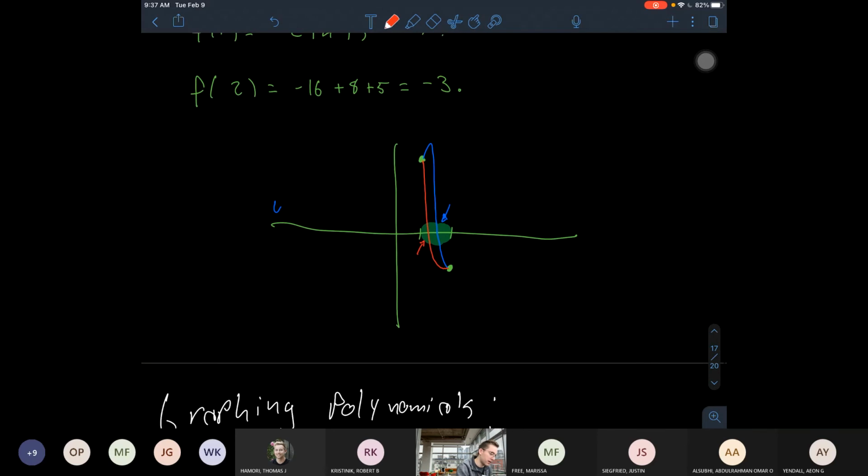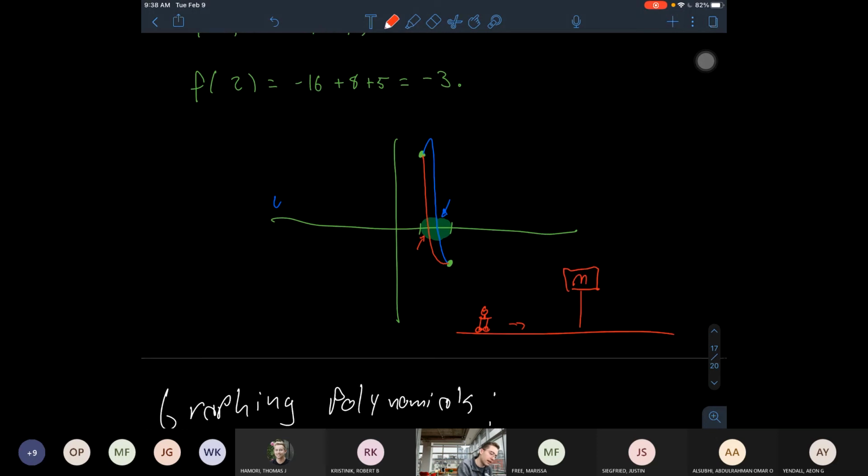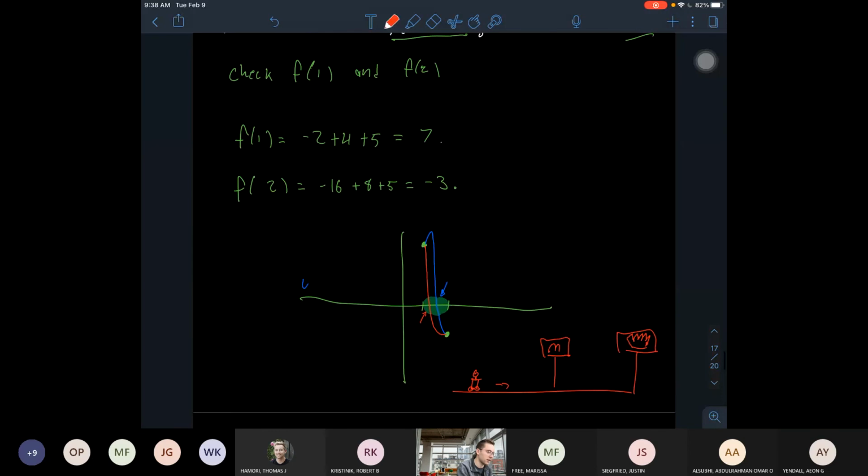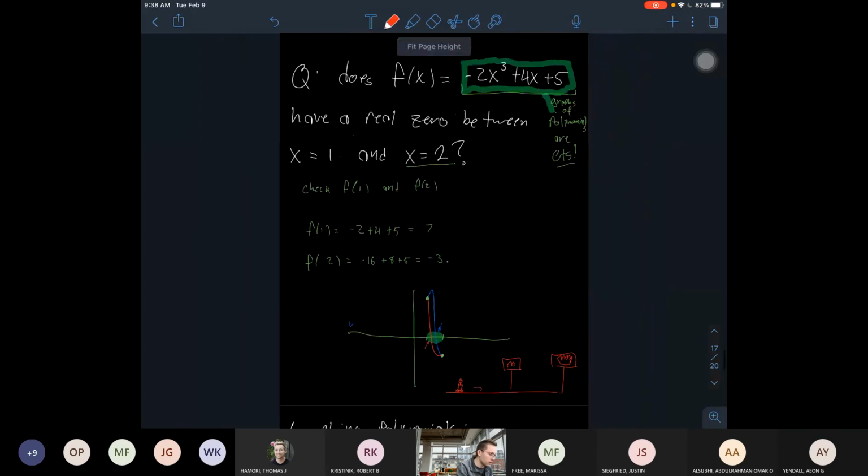It's kind of like saying, if I'm on a road, I'm driving a car. Here's me in my car. It's a convertible, obviously. And I'm driving this way. If I want to get to the gas station, here's a Shell gas station, I have to first pass the McDonald's. That's really what this is saying. Okay, that's all the intermediate value theorem is saying.